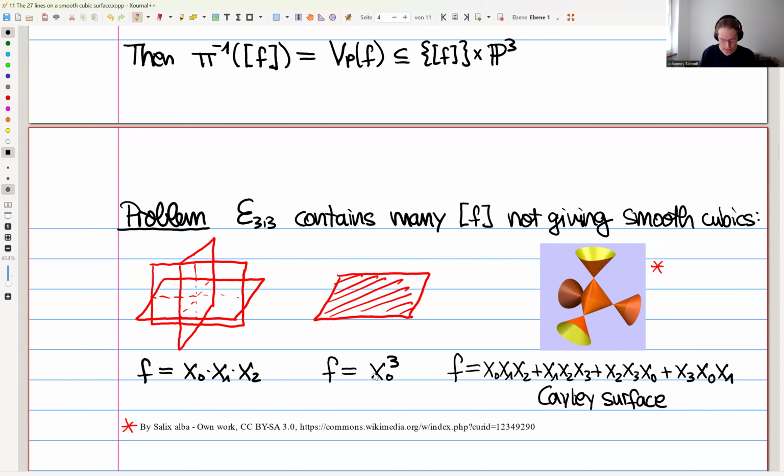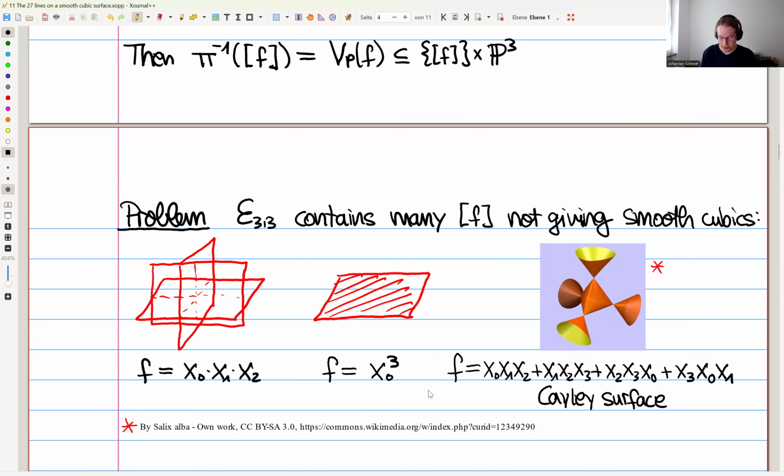And then there's also other points where different things go wrong. For example, you could just take x0 to the power 3. This is a very simple equation of degree 3, but you see its vanishing locus is in fact just a linear hyperplane. And so this is also cut out just by the equation x0 equals 0. So in fact, the vanishing locus here is a degree 1 hypersurface, not a degree 3. So again, something went wrong here.